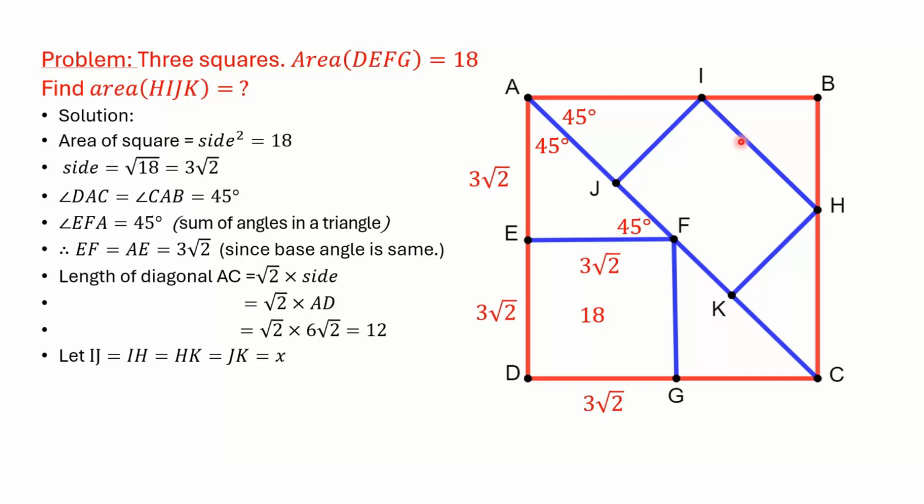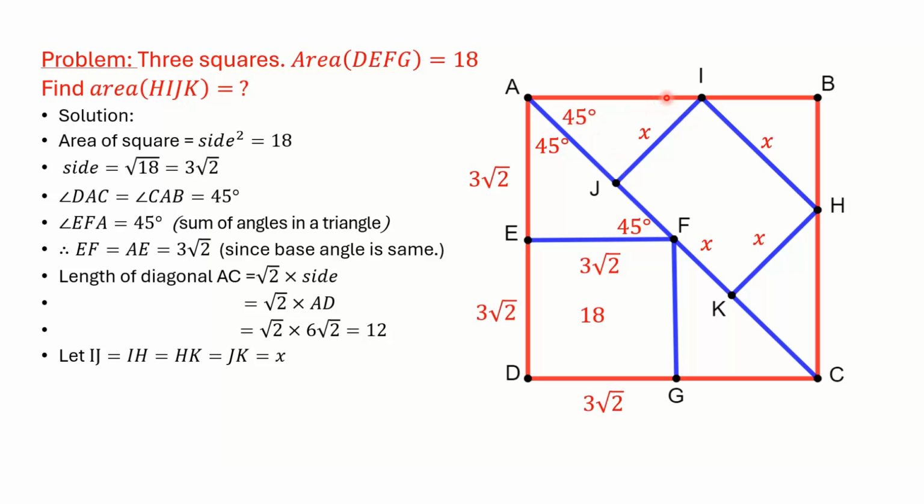We have to find the area of this square. Let us say this square has a side of x. This means this is x, this is x, this is x and this is also equal to x. So all sides IJ, IH, HK and JK are equal to x. Now this angle is 45 degrees. This angle is 90 degrees because this is a square. So this angle is 90, then this has to be 90 because the sum of angles on a line is equal to 180. This is 90, this is 45.